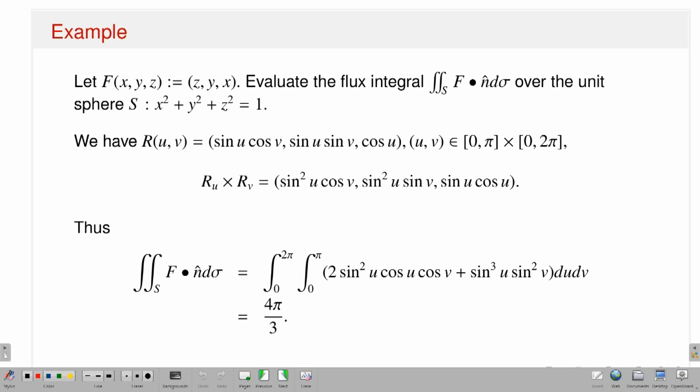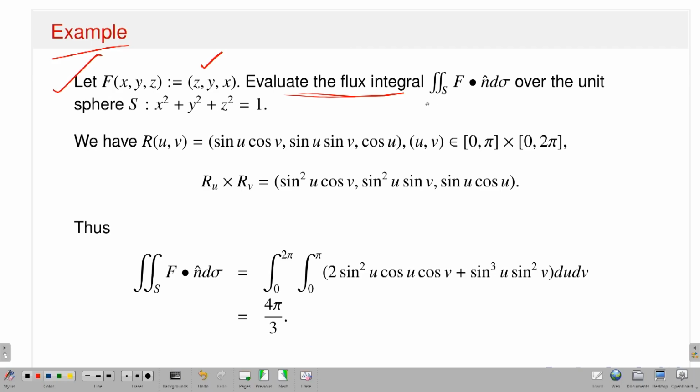Now I will start with another example. Suppose this is my vector field capital F, which is (x, y, z), which is (z, y, x). Evaluate the flux integral. Sometimes I will not say calculate the vector surface integral, rather I will say calculate the flux integral. That means you have to perform the vector surface integral of your vector field capital F over the smooth surface. So that's how I have written it.